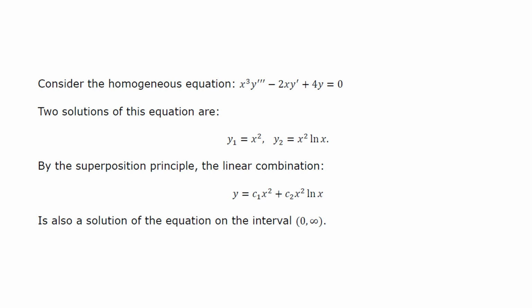So we have two solutions to this homogeneous equation, one identified as y sub 1 and the other identified as y sub 2. By the superposition principle, the linear combination then would be y equals c sub 1 x squared plus c sub 2 x squared natural log x. So the x squared represents y sub 1, the first solution, and the x squared natural log x represents y sub 2, the second solution. So we have now created a linear combination, which is a solution to our homogeneous equation.